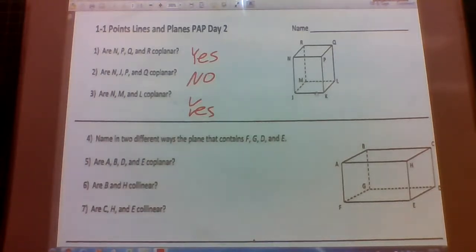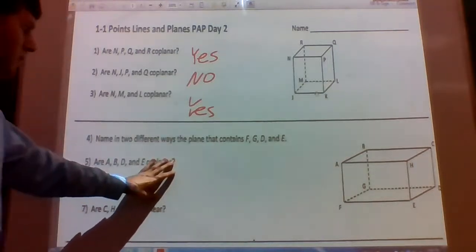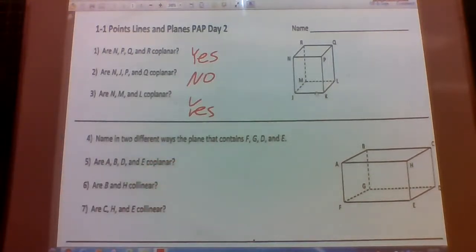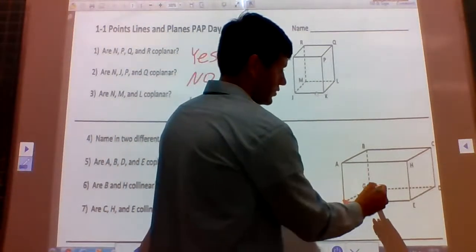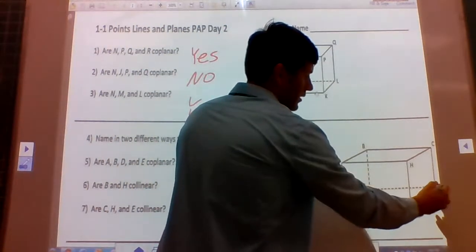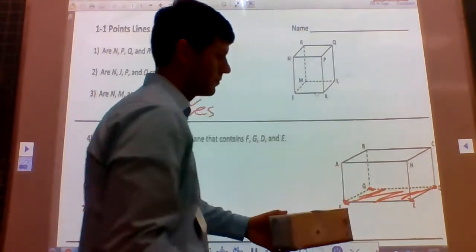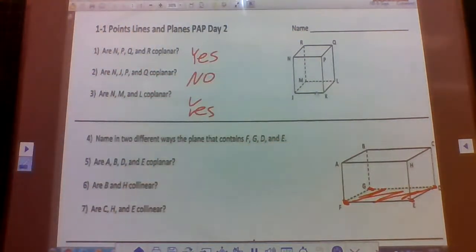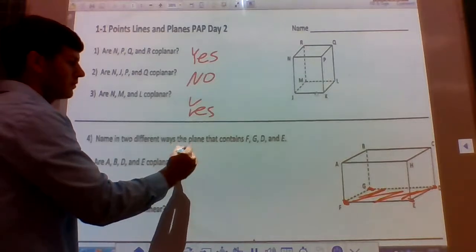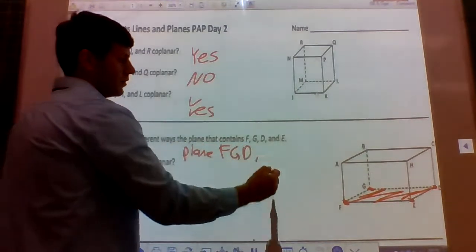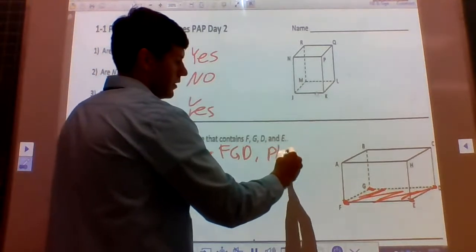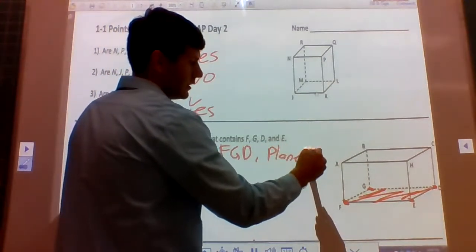Again, the second diagram is also a cube. We want to name in two different ways the plane that contains points F, G, D, and E. Here's F, here's G, here's D, and E. That's going to be the bottom plane, the base of the cube. To name the plane, we need to pick three points that are on the plane that aren't all on the same line. How about F, G, and D? So we name it plane FGD. Or we can name it plane, really any combination there. How about FED?